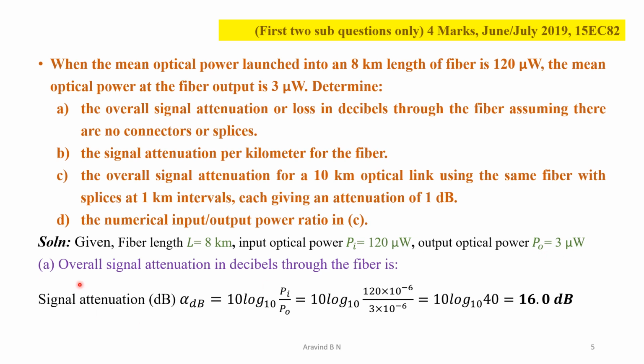Now coming to the solution of the first sub question, the overall signal attenuation is given by alpha in dB is equal to 10 log Pi by P0 to base 10. Pi and P0 are the known parameters. Make the substitution, simplify it, and we are going to have the answer as 16 dB.